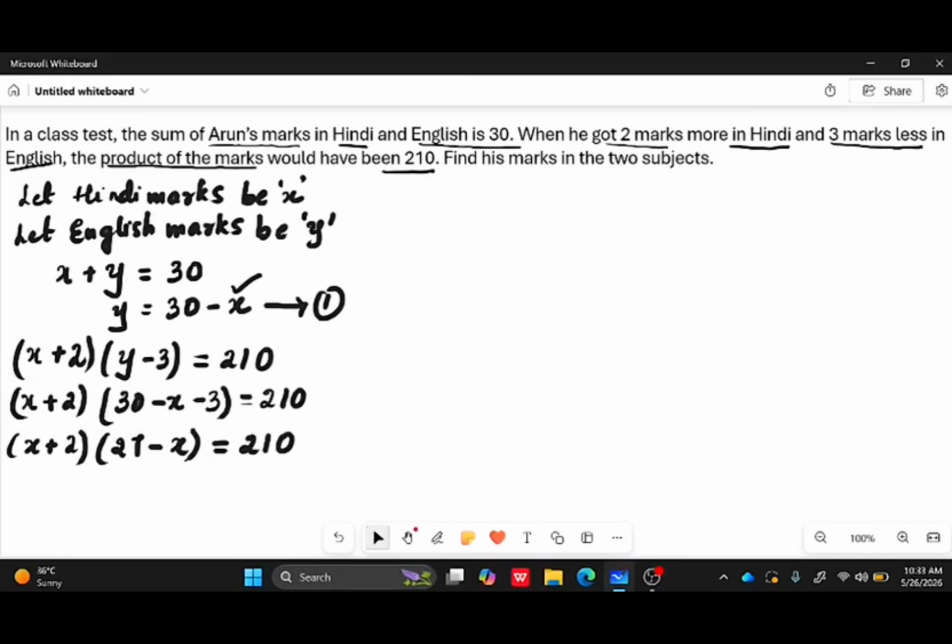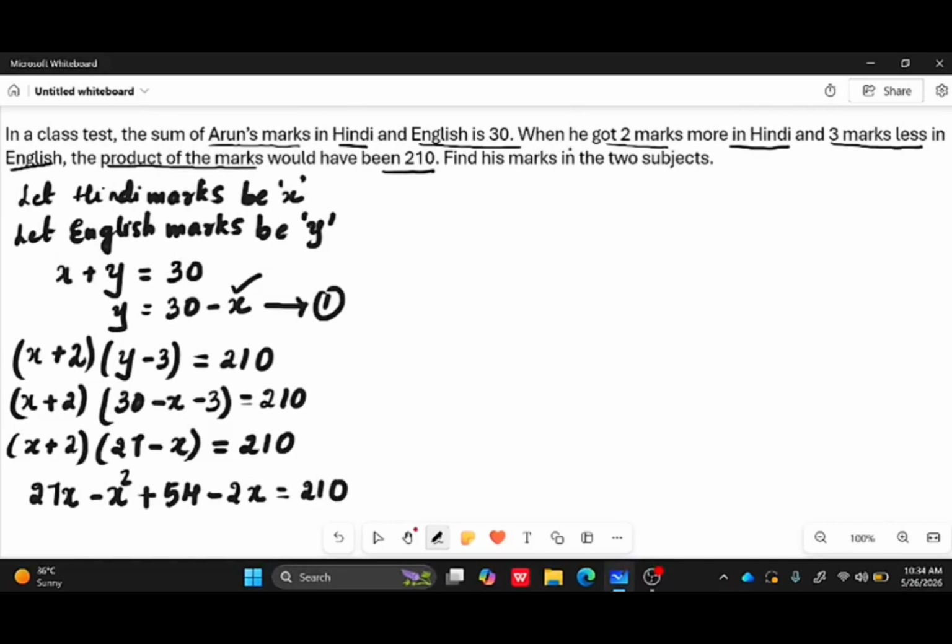So what is your next step now? This is the product of the binomials, right? X into 27 is 27x. X into minus x is minus x square. Plus 2 into 27 is 54. And plus 2 into minus x is minus 2x, equals 210.